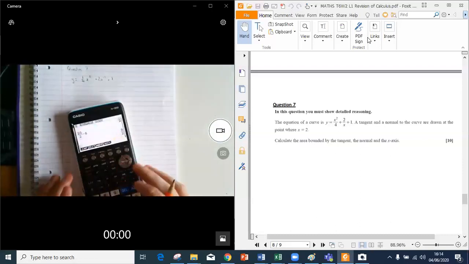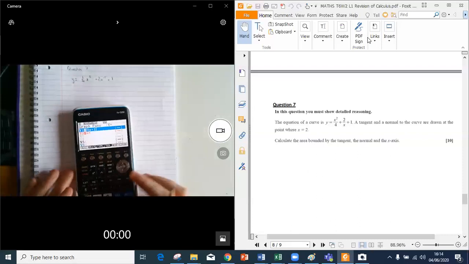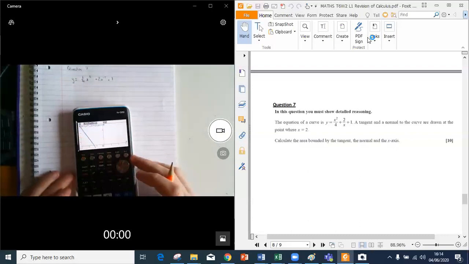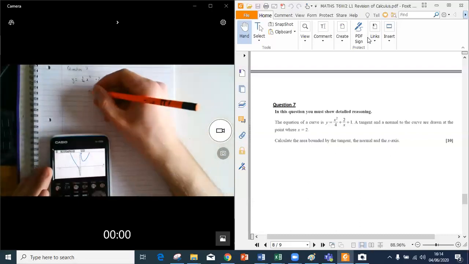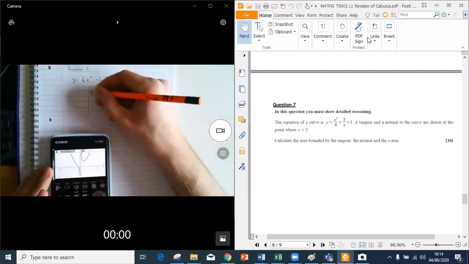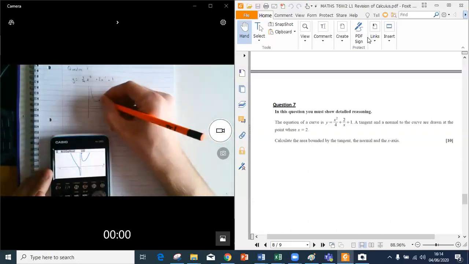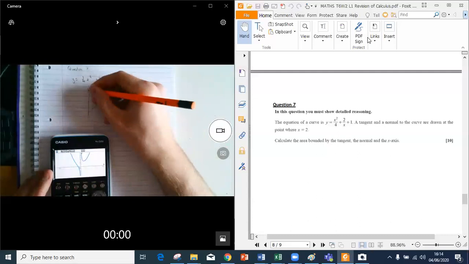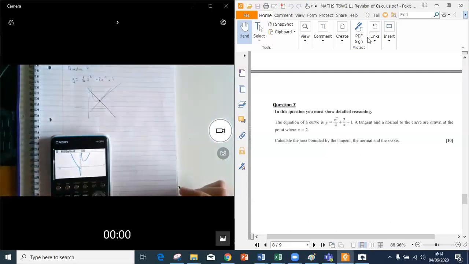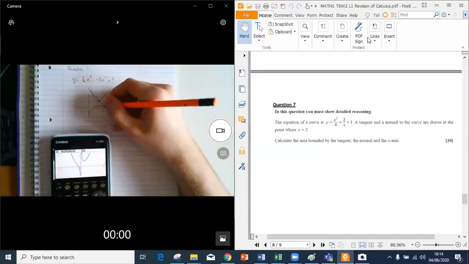Okay, so this definitely sounds like a job for our graph. So let's draw that first of all. So it was x squared over 4 plus 2 over x plus 1. Zoom out. So we've got a graph that looks something like this. 2 was about here. So our tangent is going to be something like this. And the normal's going to be something like this. And we want the area bounded by the tangent, the normal, and the x-axis. So we want this here.